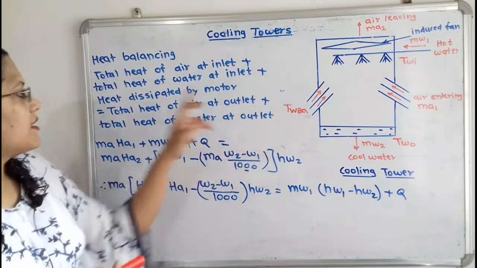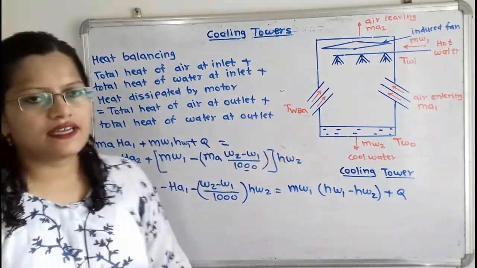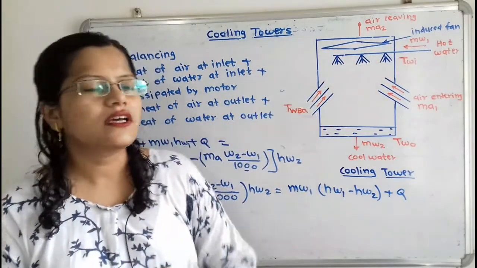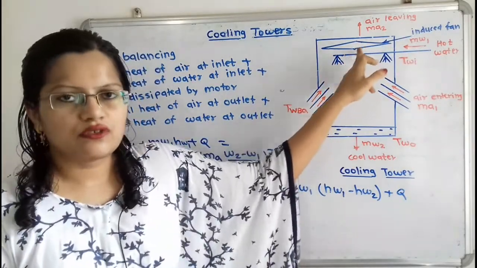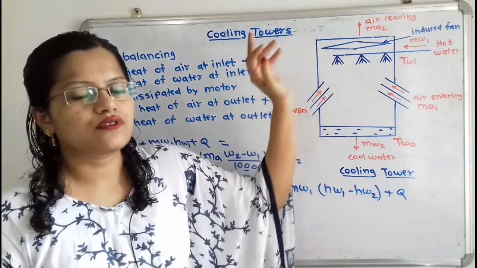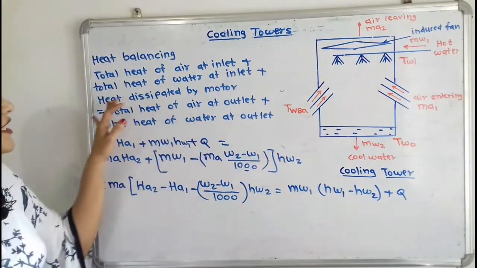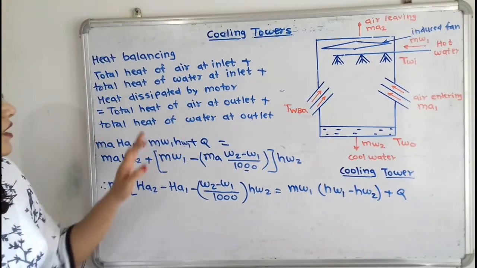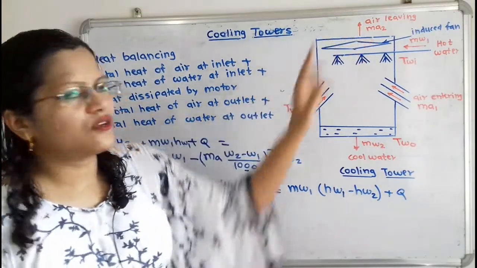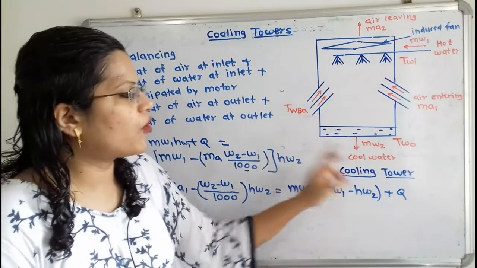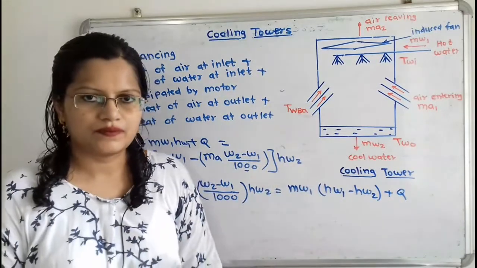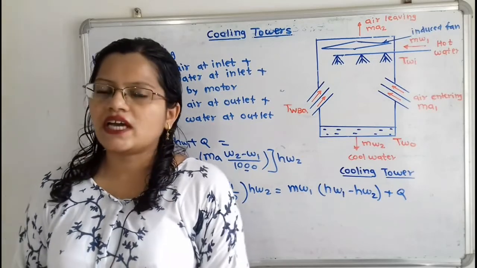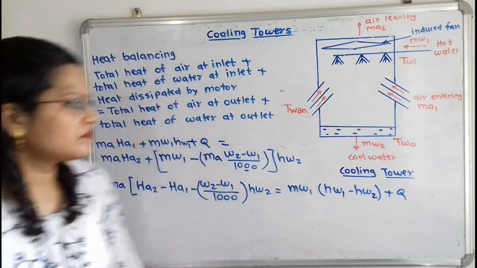The heat of air at inlet plus the heat of water at inlet plus the motor attached to this induced fan, which is inside the tower. So we also have to consider the heat dissipated by the motor, which is equal to the heat of air leaving the tower plus the heat of water leaving the tower. Now we will understand this with the help of a formula.